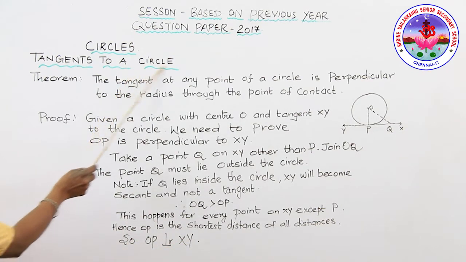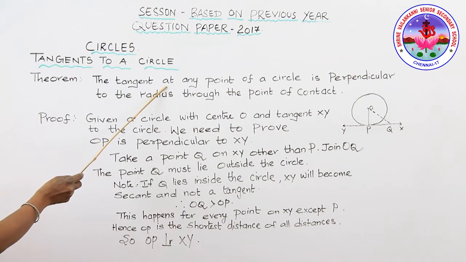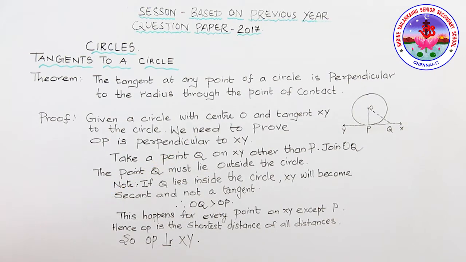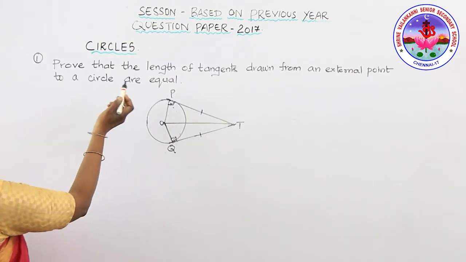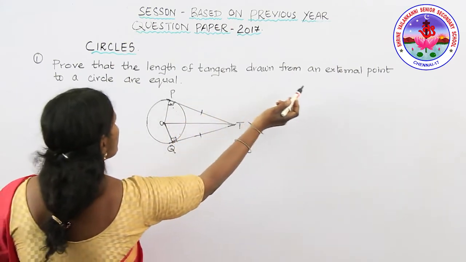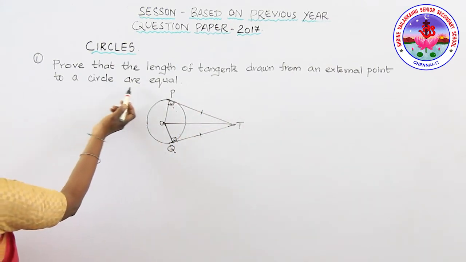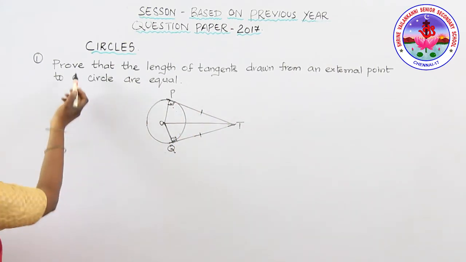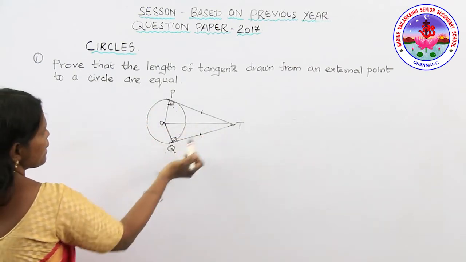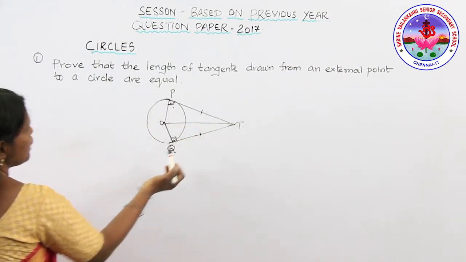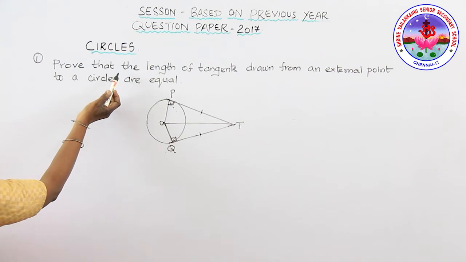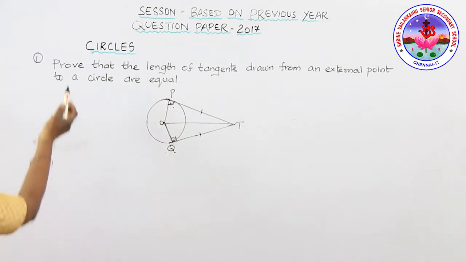Here we are going to use this theorem in many problems to solve them. First problem: prove that the lengths of tangents drawn from an external point to a circle are equal. He asked you to prove that the lengths of the tangents drawn to a circle are equal. This is stated as a theorem in our textbook. I am going to prove this.